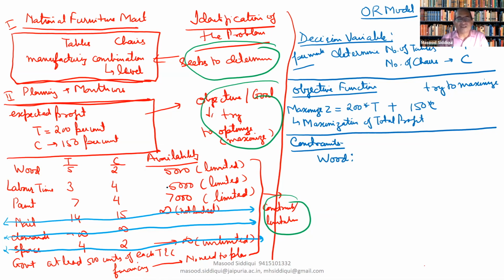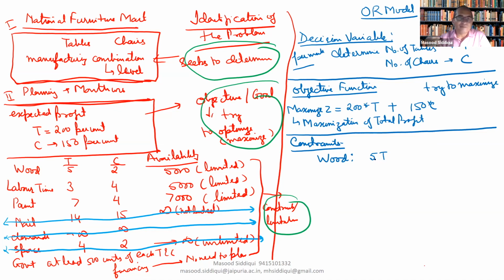And wood is not unlimited in amount. So wood is available only 5,000. So this utilization can never be greater than this availability. So what is the utilization? Since one table is utilizing 5 units of wood, and we have decided to manufacture T units of tables, the total wood utilized by all the tables manufactured in a month would be 5T. So this is the total utilization of wood by the tables.